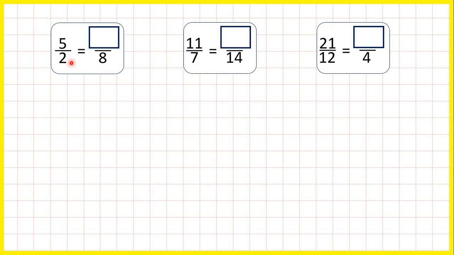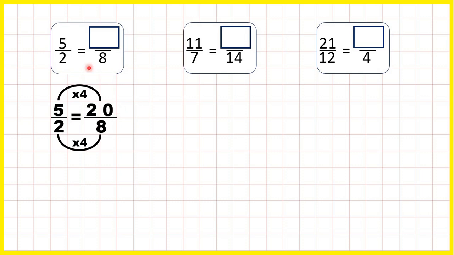5 over 2 is equivalent to what over 8? So here we have improper fractions, but we can still find equivalent fractions in exactly the same way. 2 times 4 is 8, and what we do to the denominator, we need to do to the numerator as well, and 5 times 4 is 20. So 5 over 2, or 5 halves, is equivalent to 20 over 8, or 20 eighths.